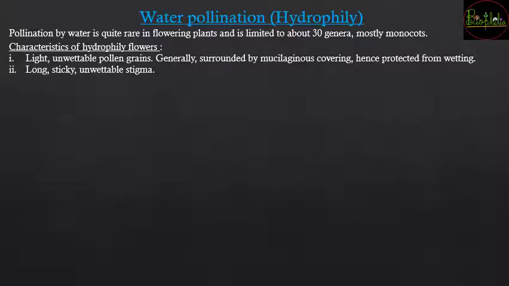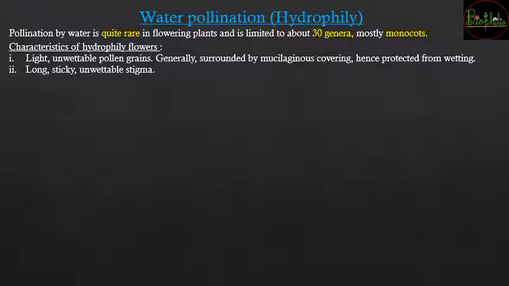Now let's understand about the water pollination, that is also called as hydrophily. Hydrophily is a pollination type which is going to be a rare condition in the flowering plants. So generally ऐसा देखा जाता है that only 30 genera out of these 30 they are only monocots. Only those prefer water pollination.